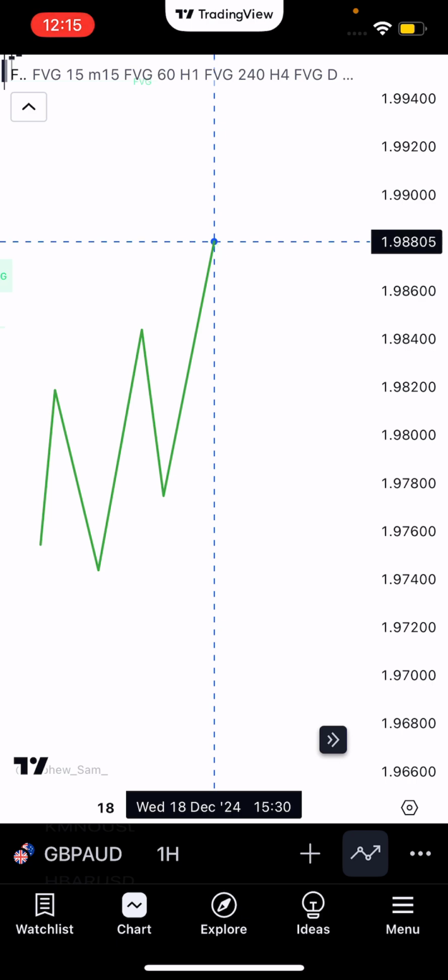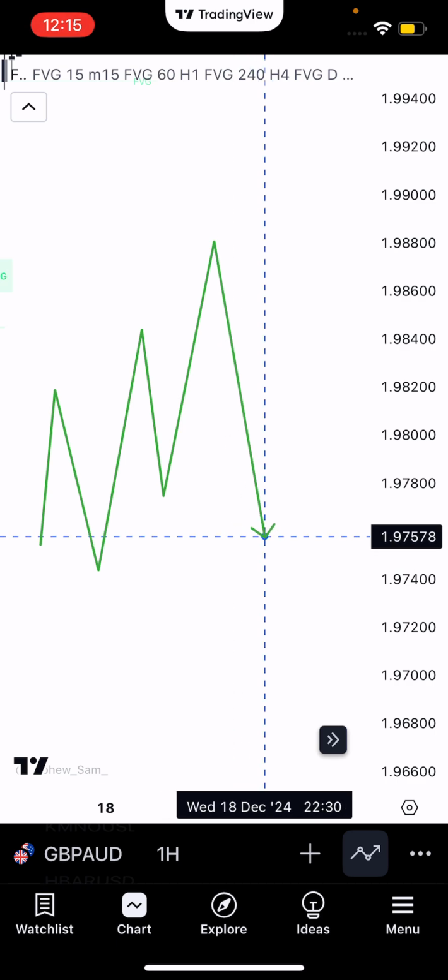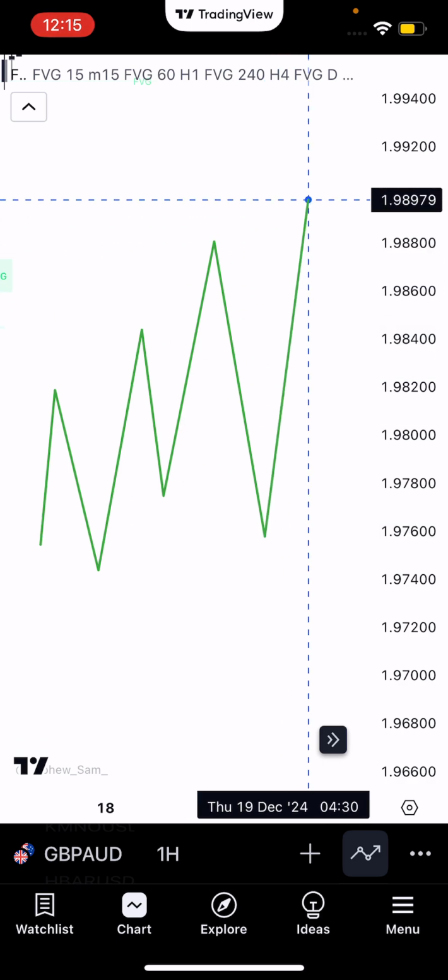Now if you notice, this zone right here is a form of inducement, which means we are not going to be taking our entry from this upper zone. We're going to be taking our entry from this zone below it. After price has taken the low right here, this retracement, then price will go in its direction.